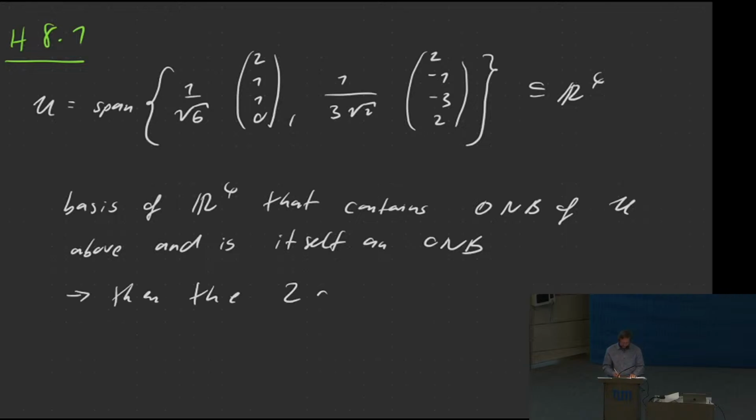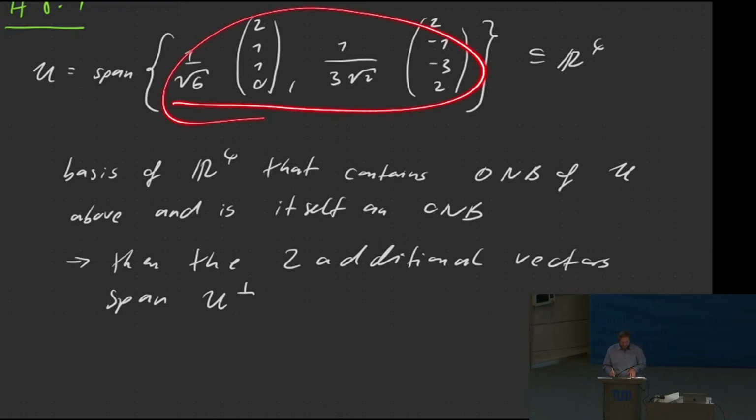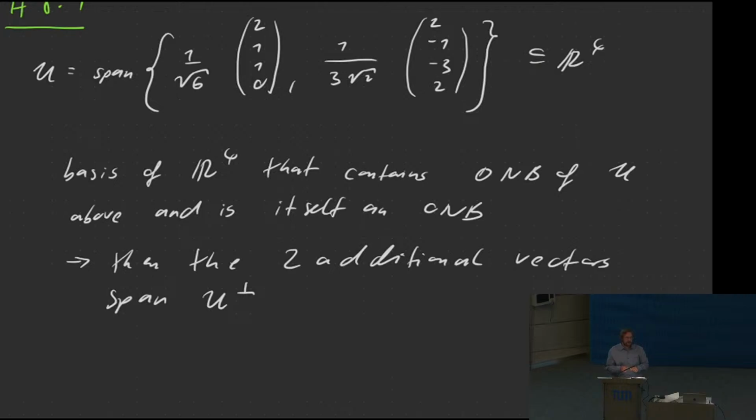And the 2 additional vectors span U orthogonal, and that way we'll get a basis and even an orthonormal basis of U orthogonal. Okay, now how do I get that? Well, first I'll have to find an extension of that basis so that I have a basis of R4.